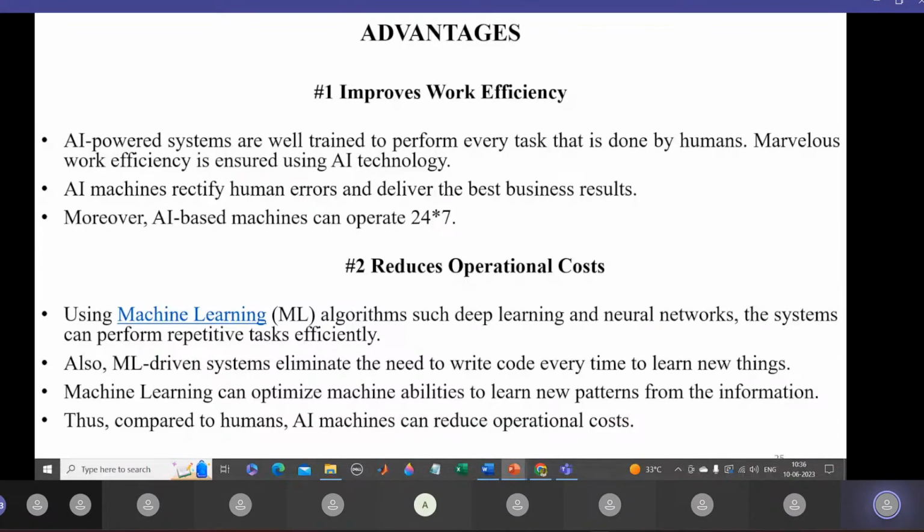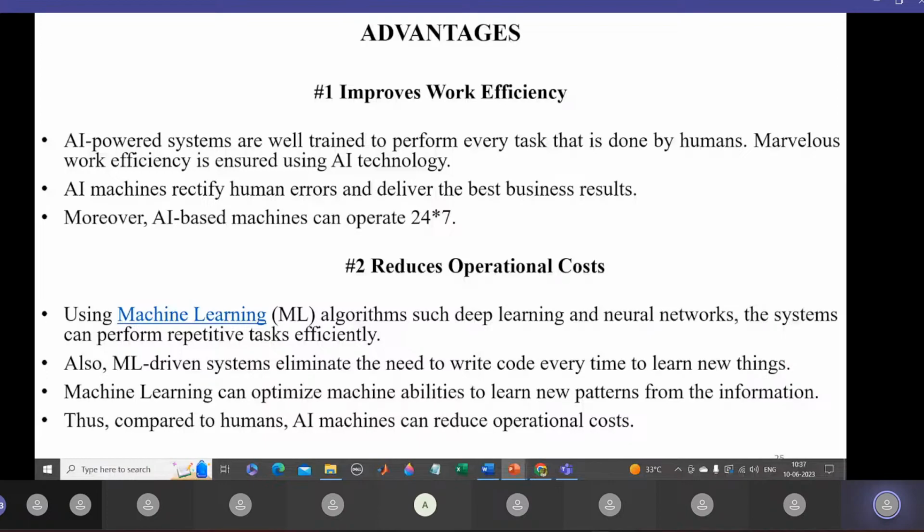And it reduces your operational costs. With machine learning algorithms, like deep learning and neural networks, the system can perform repetitive tasks efficiently. The same task, because when you have data, a number of iterations will be going on. That is a repetitive task, so that will be done more efficiently by machine learning. Then they will eliminate the need to write the code every time whenever you learn new things. Whatever is existing, minor modifications can be done. Need not write a new code every time.